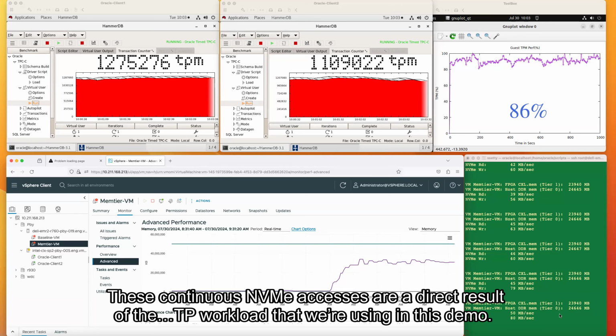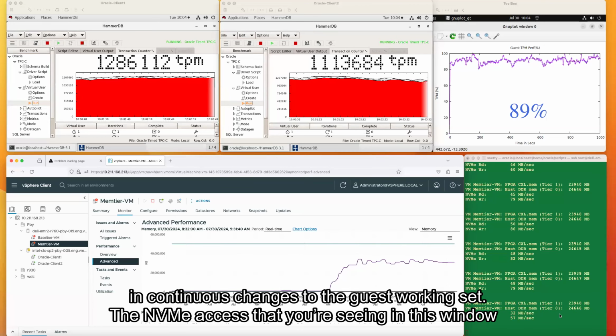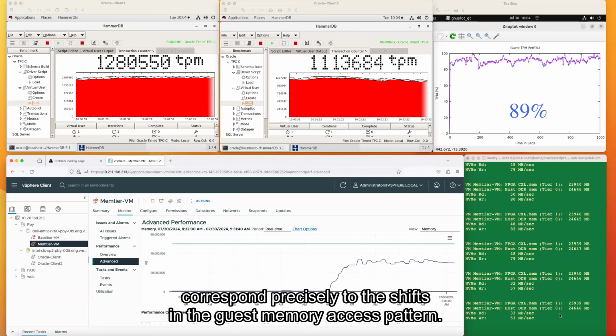These continuous NVMe accesses are a direct result of the OLTP workload that we're using in this demo. This workload is based on the TPCC profile that exhibits a highly dynamic access pattern, resulting in continuous changes to the guest working set. The NVMe accesses that you're seeing in this window correspond precisely to these shifts in the guest memory access pattern.